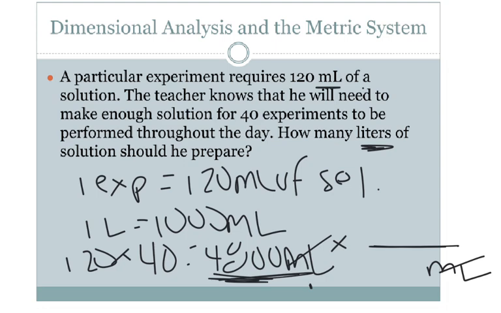But I need to have the correct numbers. So it would be 1 liter, because I remember I already told you 1 liter equals 1,000 milliliters. So 1 liter over 1,000. And that gets you 4.8 liters. So you need 4.8 liters to do the 40 experiments.